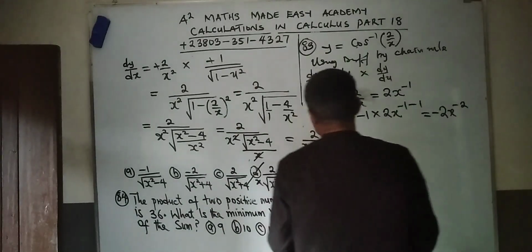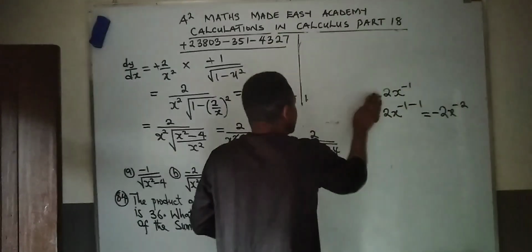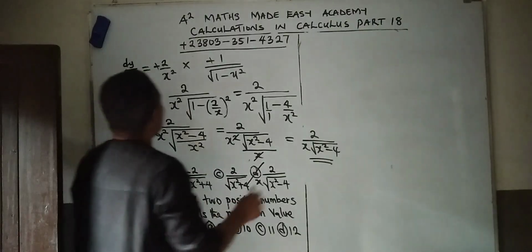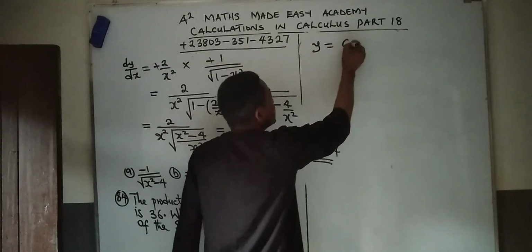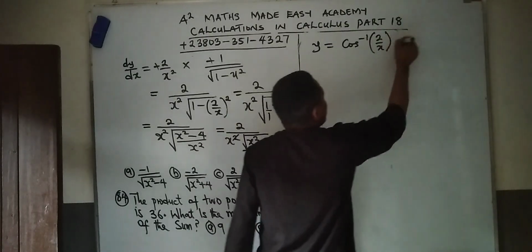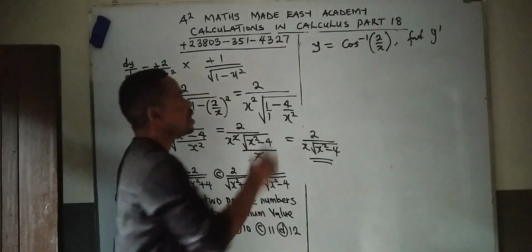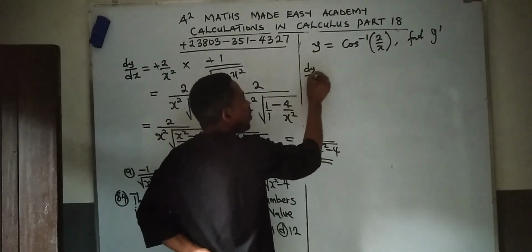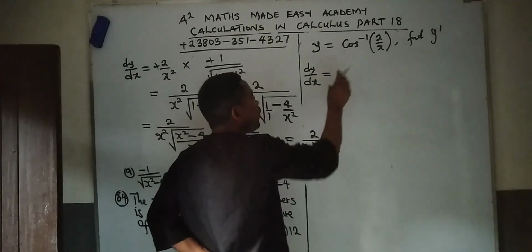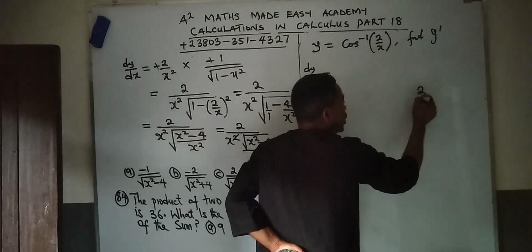Let me solve it using shortcut. I want you to watch. Now, what is actually the question? Look up. The question says if y is cos inverse of 2 all over x, find y prime. Y prime means dy/dx. Now what do we do? Just say dy/dx is now equal to, look at the law. First of all, we differentiate 2 all over x. Now, how do we differentiate 2 over x?